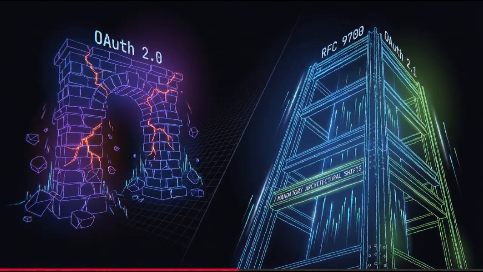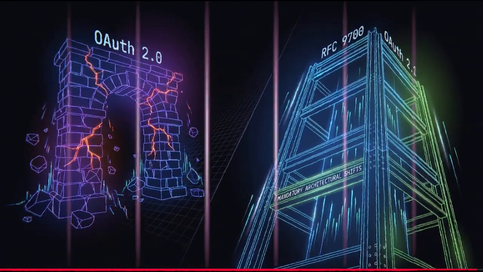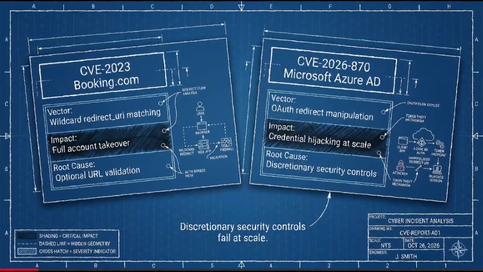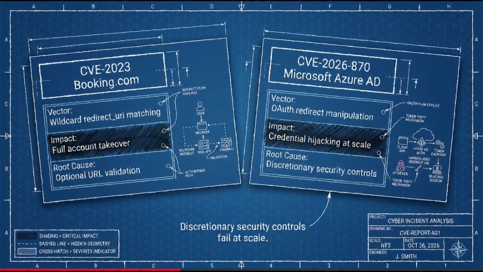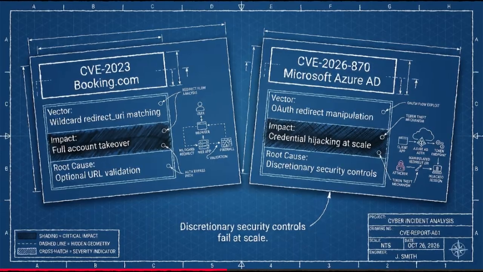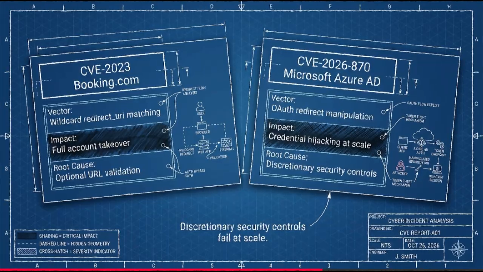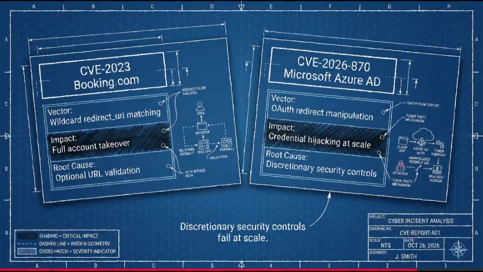We are evaluating the transition from the historically vulnerable OAuth 2.0 framework to the strict, hardened mandates of RFC 9700 and the upcoming OAuth 2.1 specification. Because the operational freedom of legacy OAuth 2.0 led directly to severe real-world exploits. I mean, beyond Booking.com, we saw the catastrophic Microsoft Azure AD vulnerability, CVE 2020-26870. Which is massive. Right. These incidents prove that discretionary security controls fail at scale. When developers are given the option to configure security parameters loosely for the sake of convenience, catastrophic vulnerabilities inevitably follow.